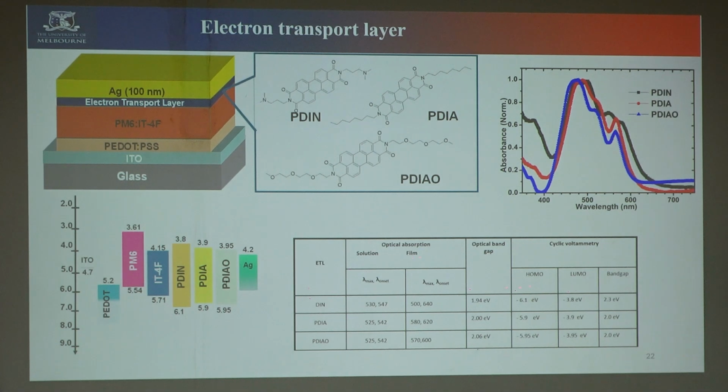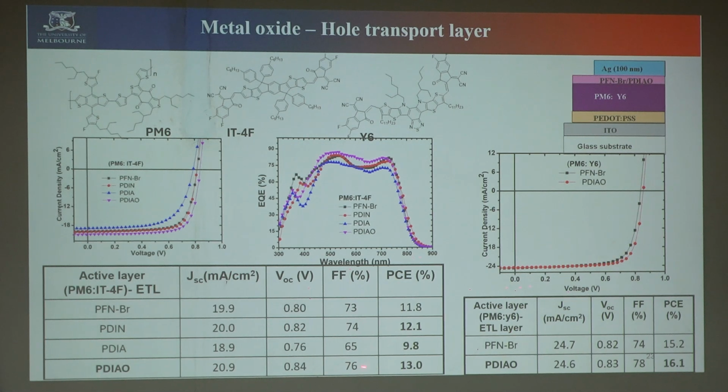That's why we are able to see the improvement, particularly the fill factor going from 65 to 76 here if you look at these devices. And the standard device PFNP is 11%. We got a very good efficiency in this case. And when we use a different active layer, the efficiency goes from 15 to 16.5%.